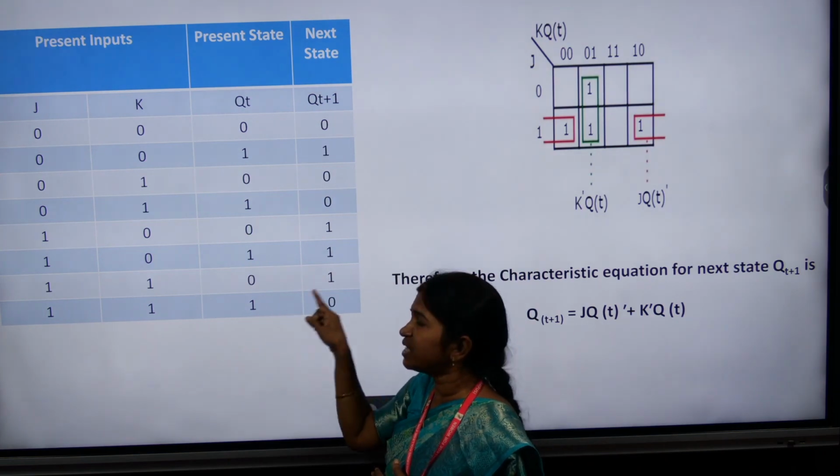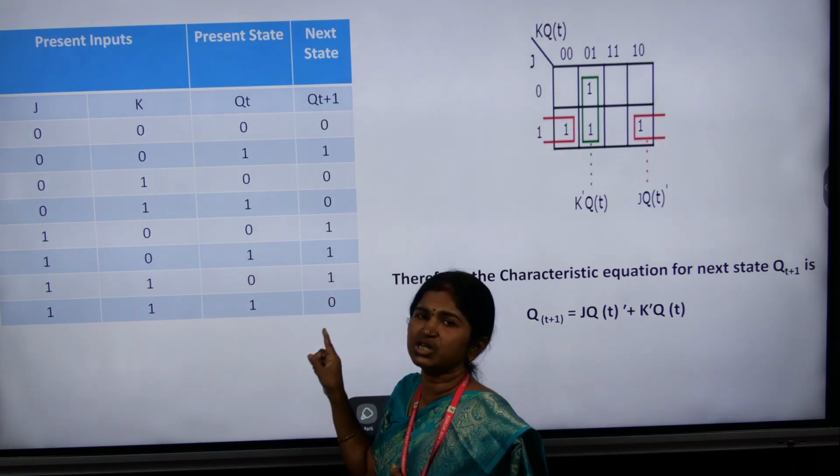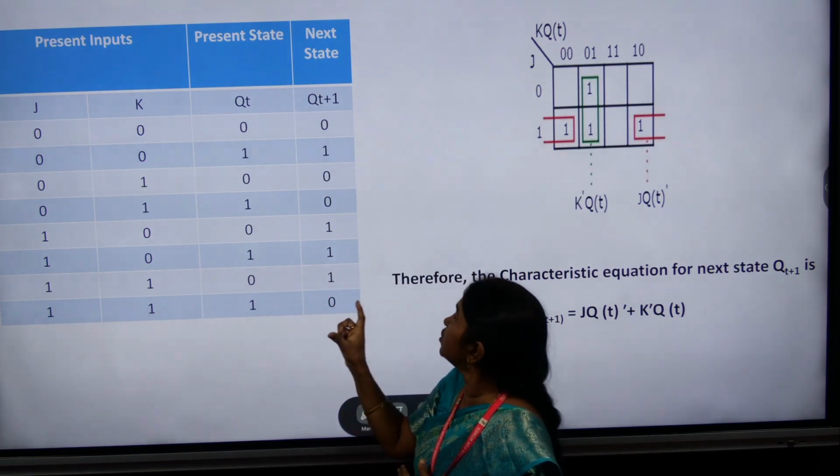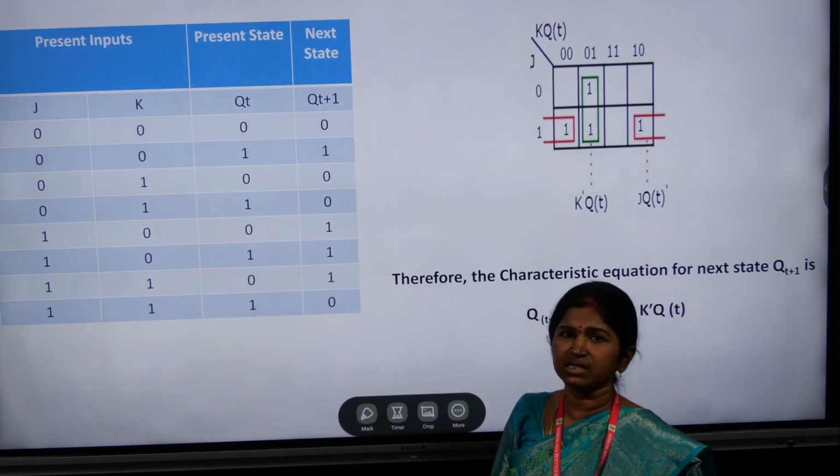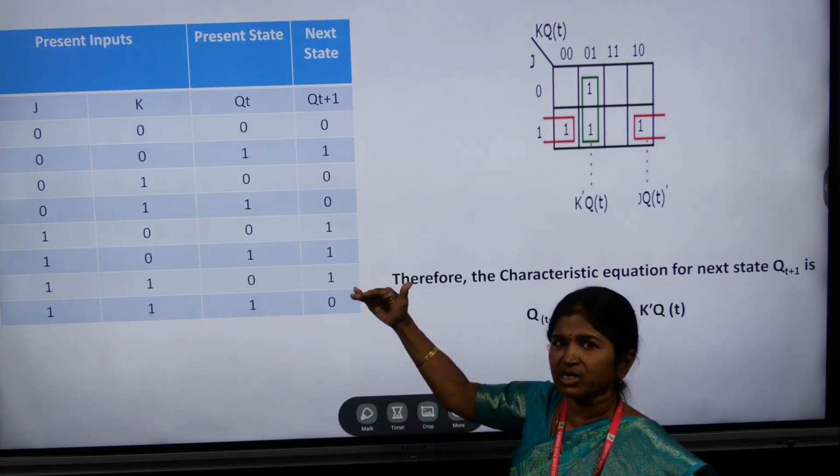That is, here 0, 1 is there, here 1, 0. So this condition we will call it as the toggle condition. Next, how to write the characteristic equation from the characteristic table.